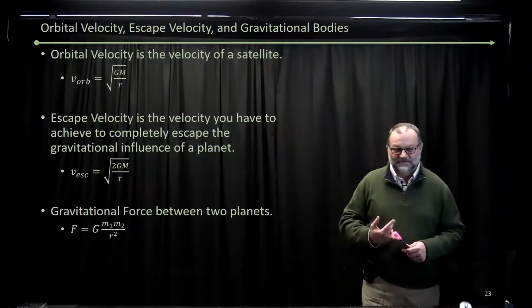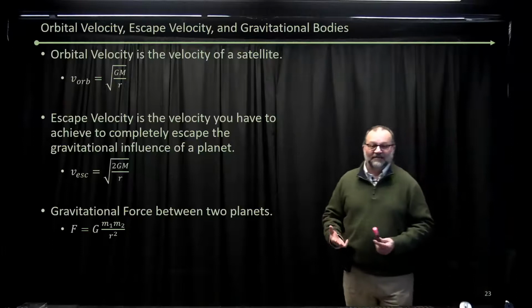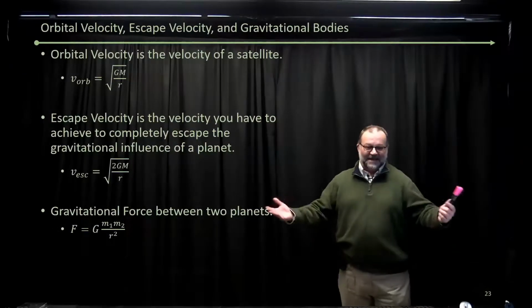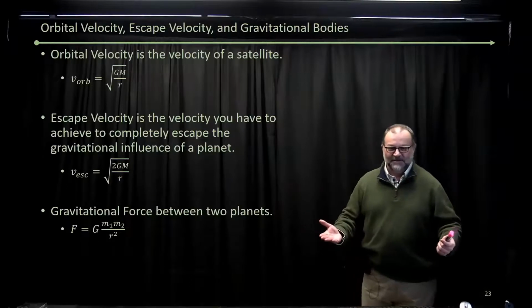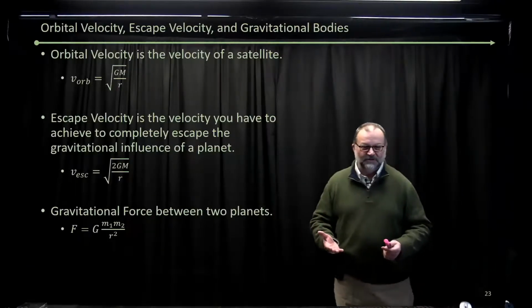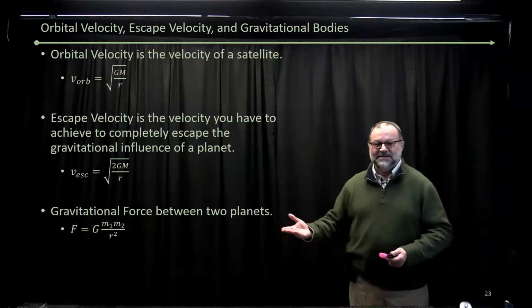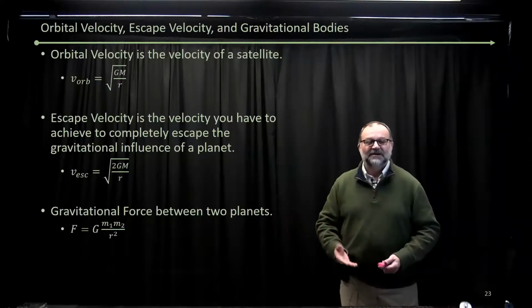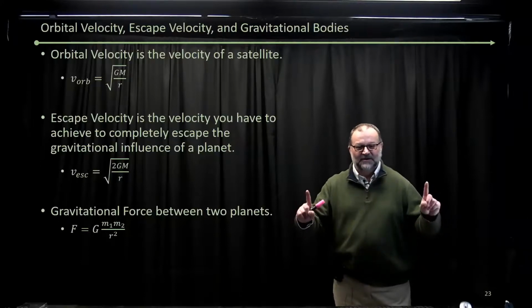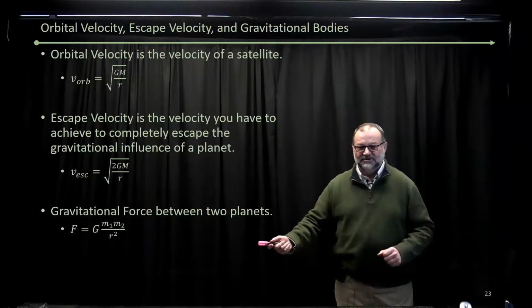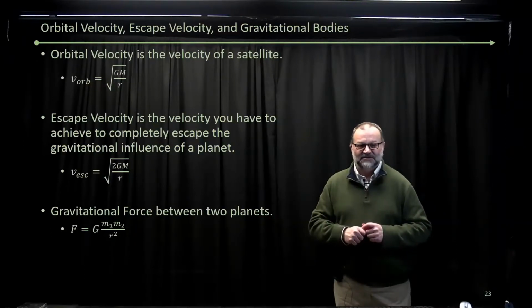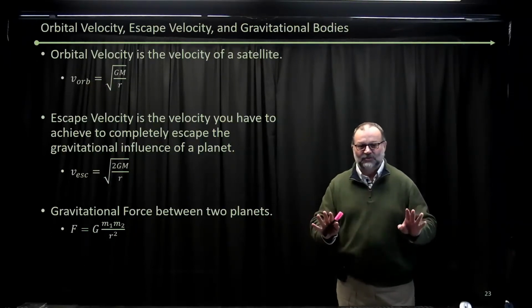R is the radius. If you want the gravitational force, and here it says between two planets, but in reality, between any two objects, if you want their gravitational force between them, it's G times the mass of the two objects multiplied together, divided by the distance between them squared. All right, so G m1 m2 over r squared gives you the gravitational force between any two objects.